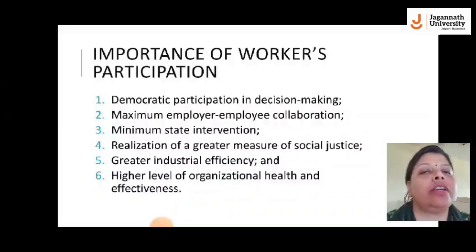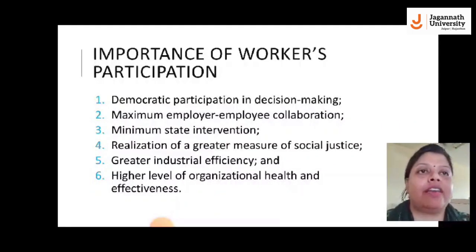Minimum state of intervention. Minimum state of intervention means third party intervention is minimized if workers are free to talk about their problems and issues, and help the manager or the organization in the decision making process. Next, realization of a greater measure of social justice. It helps in the realization of greater measures of social justice. Socially required things, they can realize them or participate in them in a maximum manner.